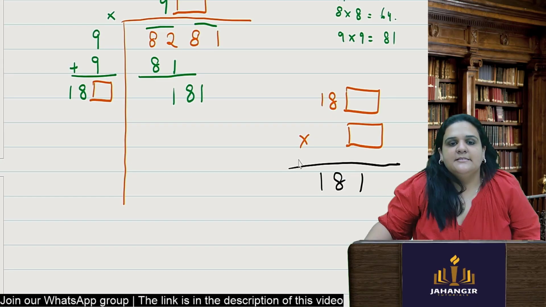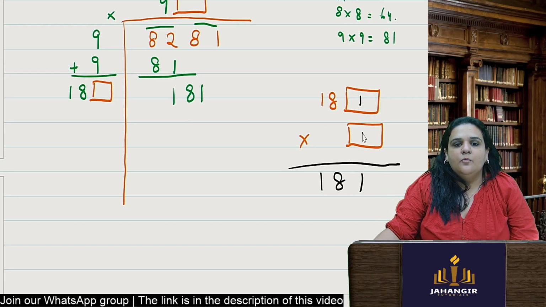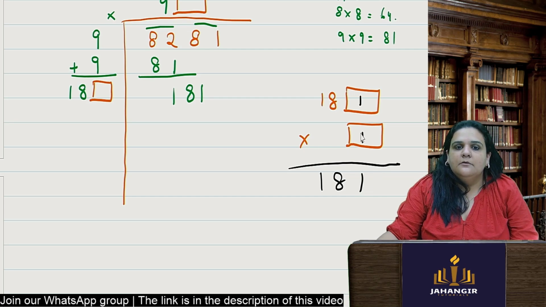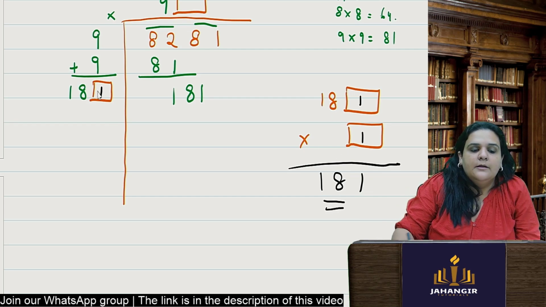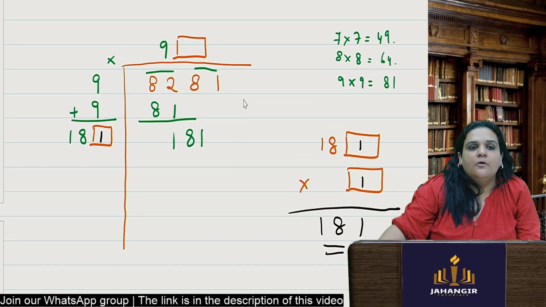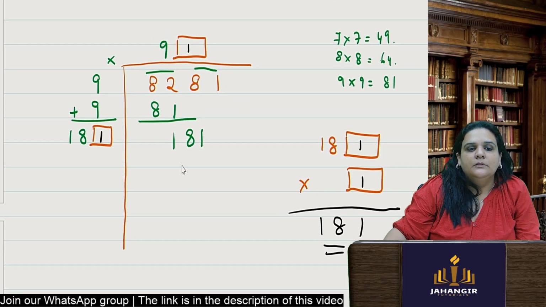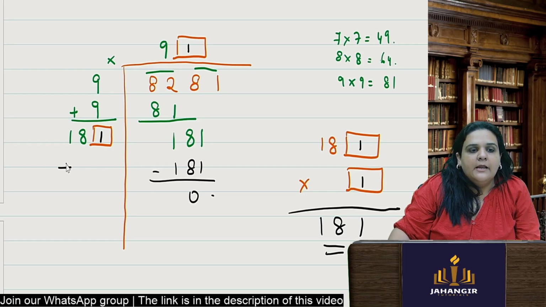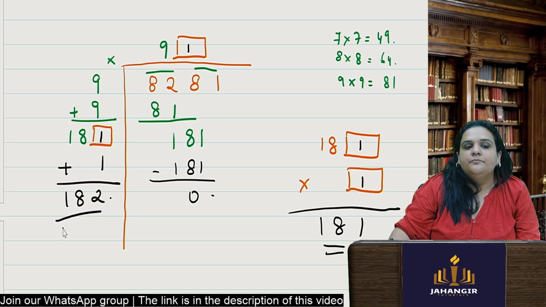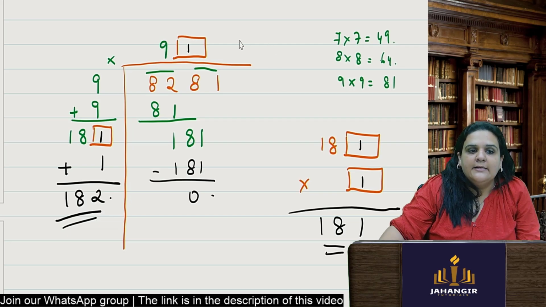Right. So basically if I say 181 into 1, 1 ones are 1, 1 eights are 8, 1 ones are 181. So if I am writing 1 over here, I am going to write 1 also here. So 181, I will get 0. Here I will do plus 1, I will get 182. The answer is over here.